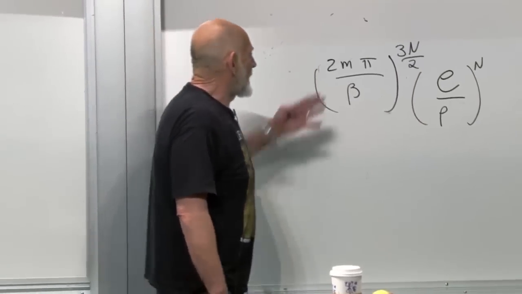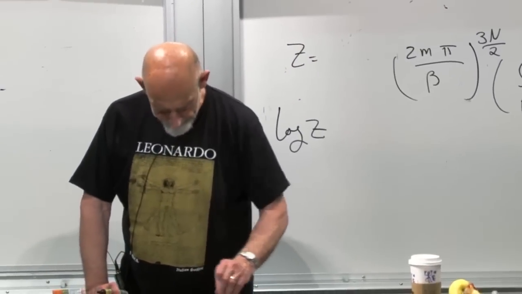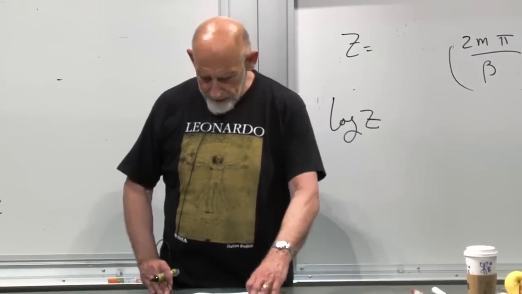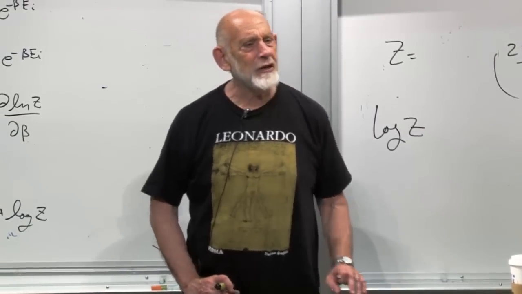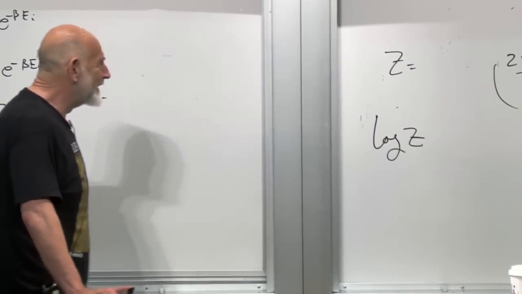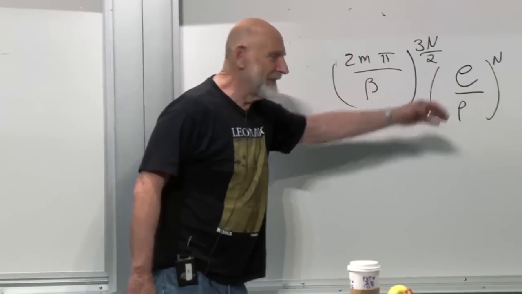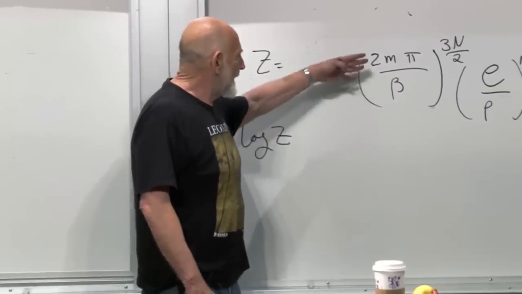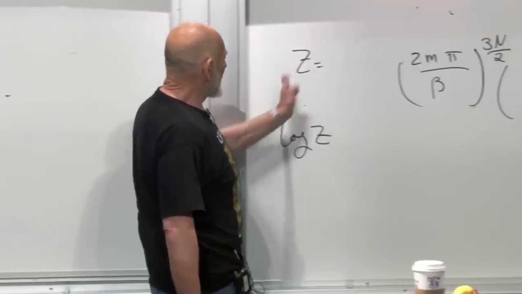Incidentally, whenever you get a product and you want to differentiate it, there's an old saying: thus spake Zarathustra, it's easier to differentiate a sum than a product. So that's why you take logarithms of things. Partition functions are typically products. It's good to take their logarithm because then they're easier to differentiate.